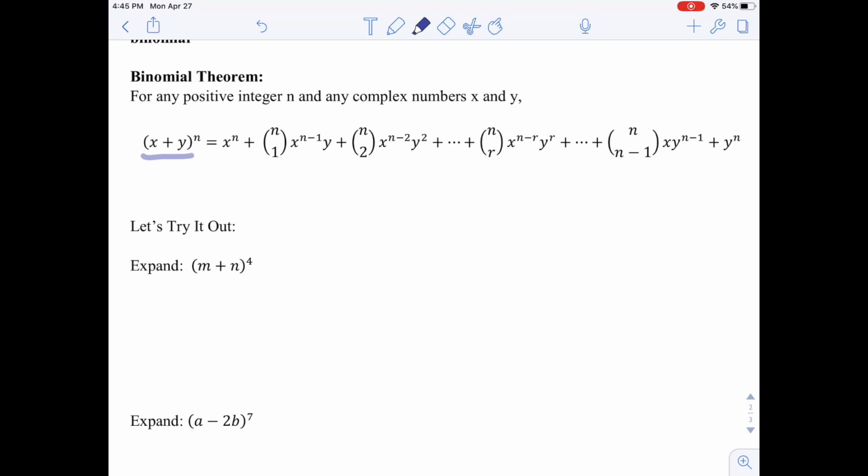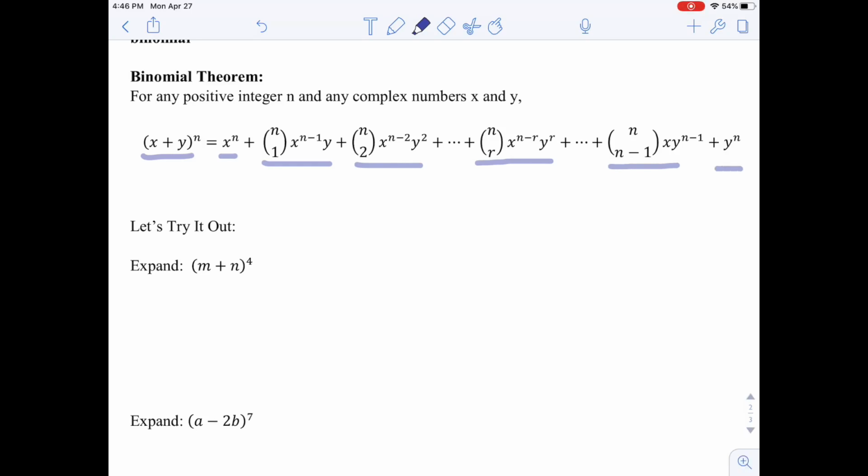Okay, so anytime you have something that is x plus y to the n, it always follows the form of your first term is x to the n, whatever your exponent is. Your next term is n choose 1, x to the n minus 1. So we're going to drop 1 degree on the x, and we're going to add a degree to the y. Then we go to n choose 2. Take away another degree on the x, add another on the y. And we keep going until we eventually get to n choose n minus 1.